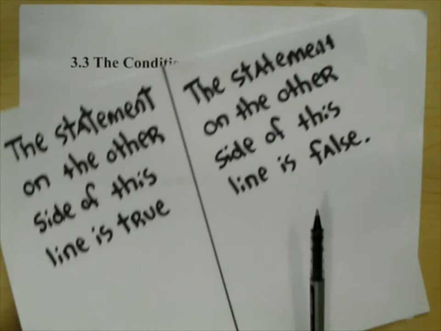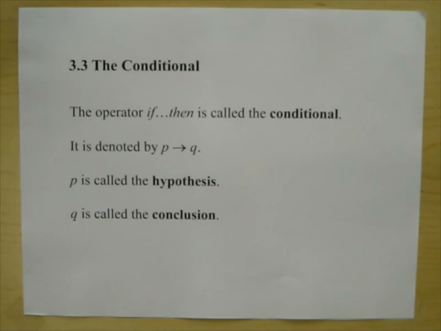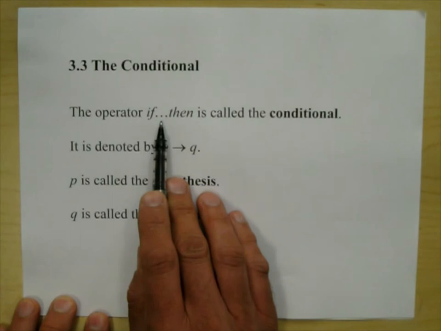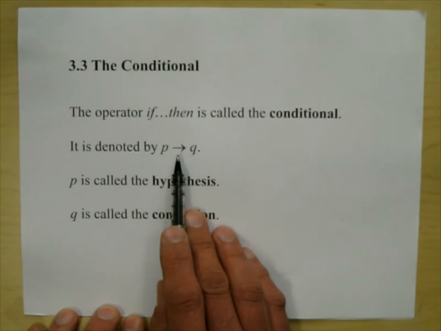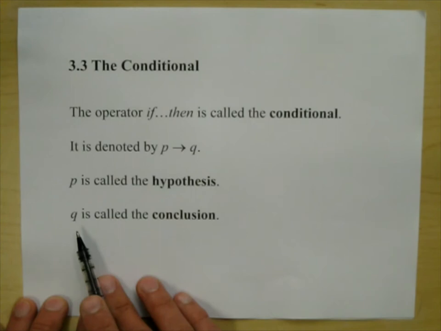The conditional. Okay, so this is a very important operator in logic. And let's get into the definition. The operator, if then, so it all goes together. There's a dot, dot, dot, so something's gonna go there. That is called the conditional. It is denoted by an arrow. You put statement P on the left, statement Q on the right, and when that happens, P is called the hypothesis, Q is called the conclusion. And sometimes people use different names for those.